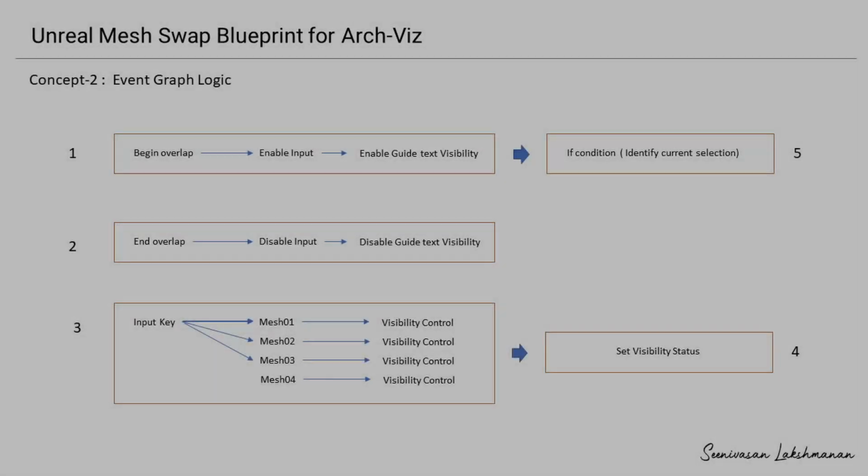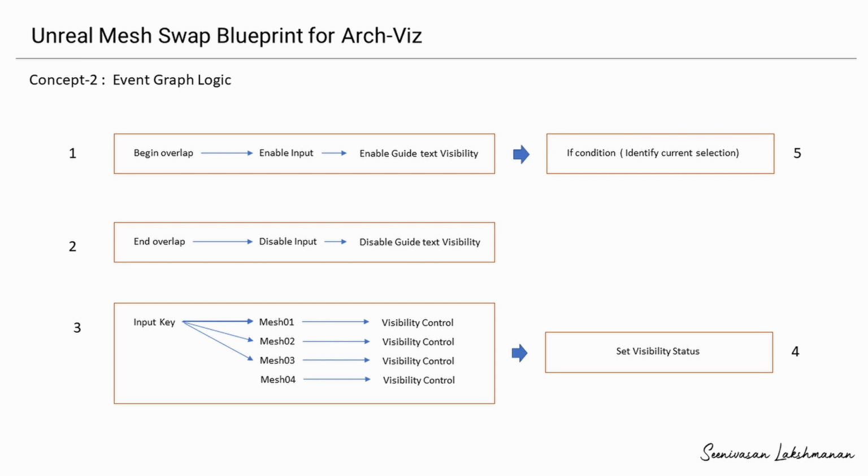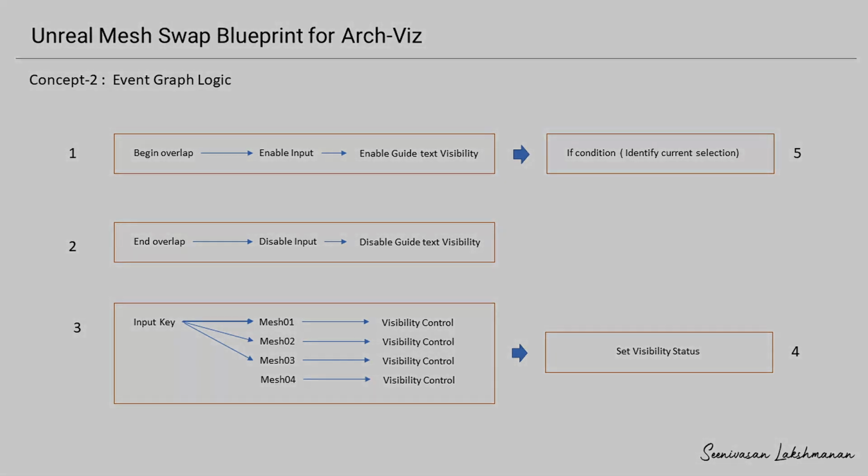For the concept 2, let's see the event graph logic. Logic 1 and logic 2 are the same as concept 1. There is a bit of change in logic 3. Instead of the existing mesh, I am taking the visibility control of the new mesh 1, mesh 2, mesh 3 and mesh 4, and I am controlling the visibility. Additionally, we are creating logic 4 to set the visibility status of each mesh, and the fifth logic is to identify the current selection using the if condition. Let's go and see in detail.